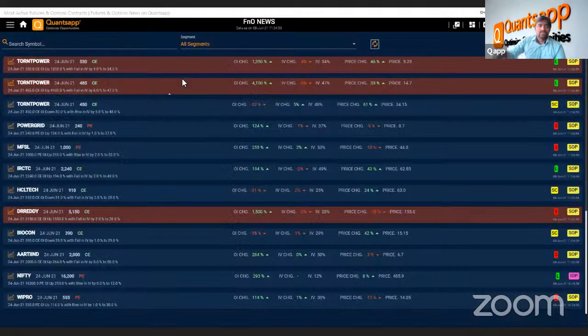Okay. So now the query is, if you check a few stocks under which we have the red rows specifically: Torrent Power, 485, 530 call options. Even Dr. Reddy's also, 5,150 call option. So what is this? You can check what is happening in this specific strike price. Now, the call addition is what is happening here, you can check.